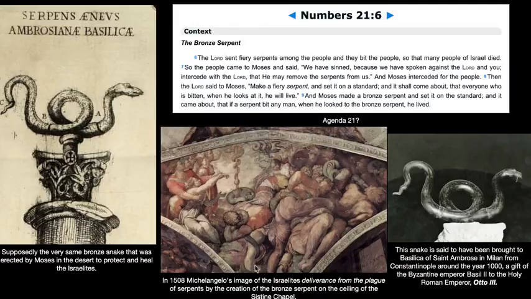Here's Michelangelo's image of the Israelites' deliverance from the plague in the Sistine Chapel. So this snake is said to have been brought to the Basilica of St. Ambrose in Milan from Constantinople in the year 1000, a gift of the Byzantine Emperor Basil II to the Holy Roman Emperor Otto III. Otto III, Saint Corona, coronavirus, bronze serpent. It's all related.